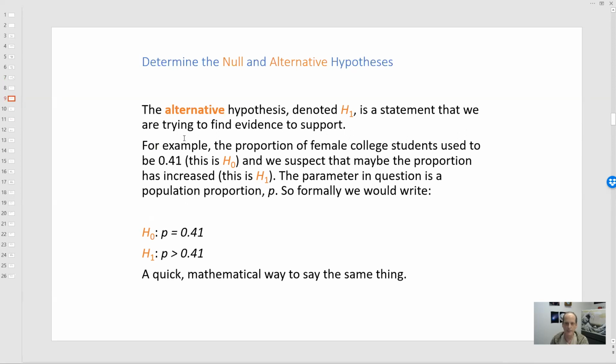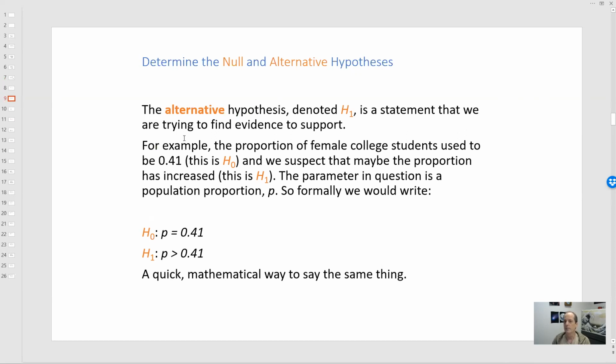The proportion of female college students used to be 0.41. I know for sure that can't be right anymore, because my experience is most of my classes are the other way around. There are more females in the class than there are males.